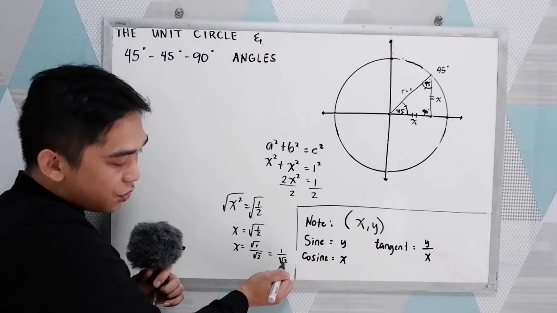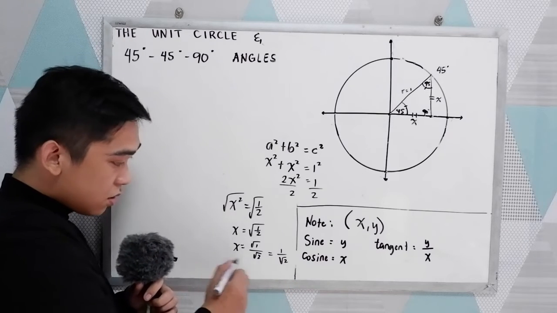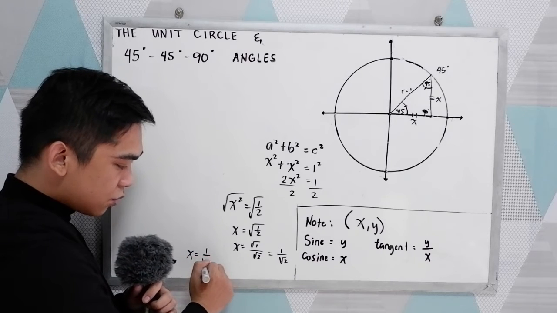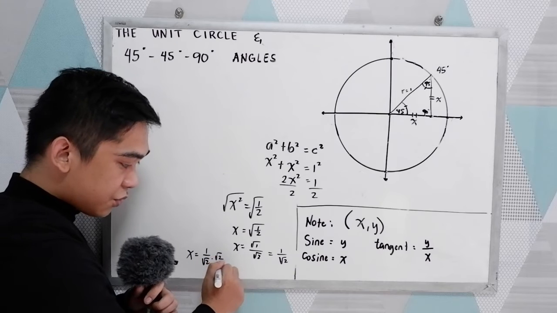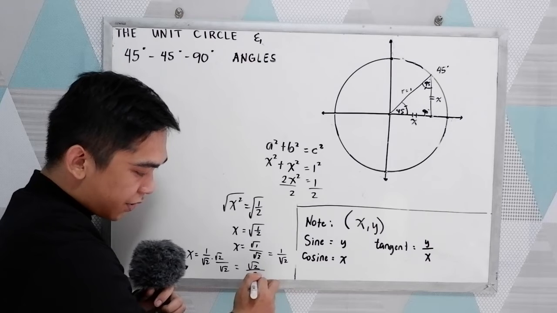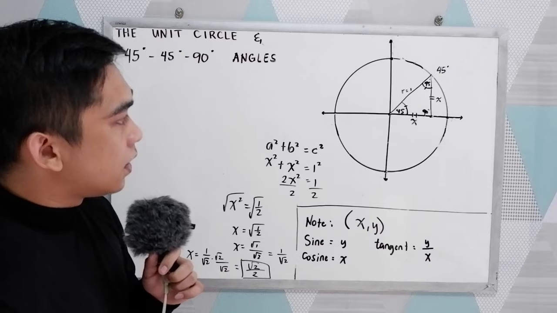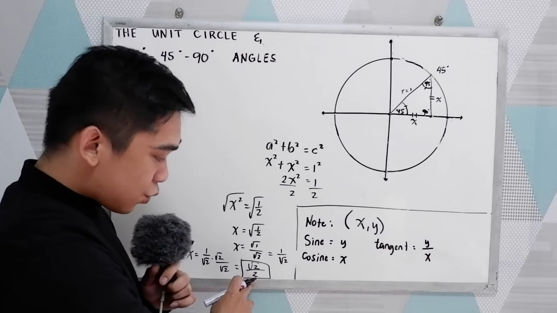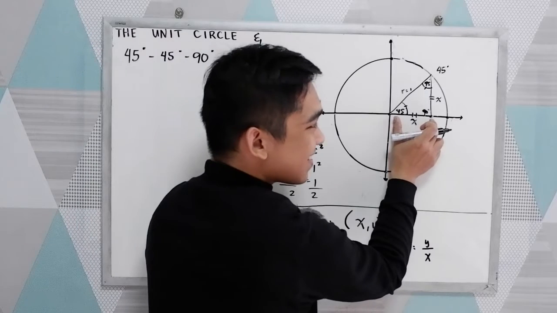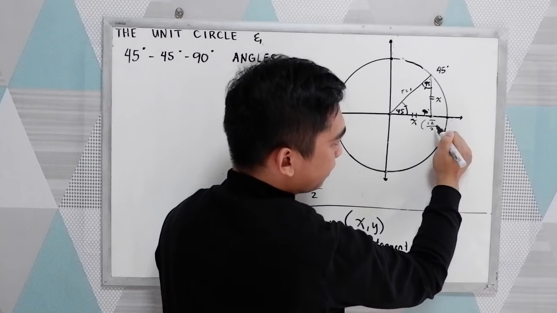Now we need to remove the square root here. So we need to rationalize. So x is equal to 1 over square root of 2 times square root of 2 over square root of 2. And that will give us square root of 2 over 2. This is square root of 2 over 2. That means the length of this is square root of 2 over 2.